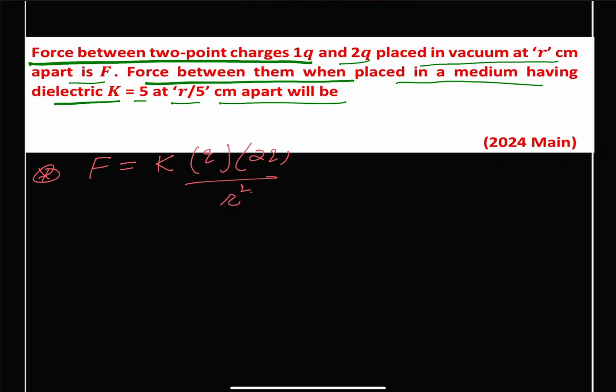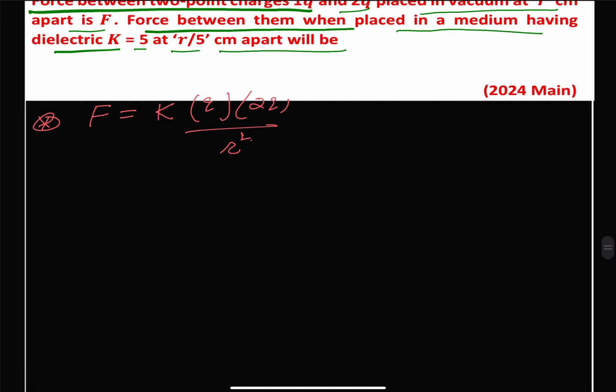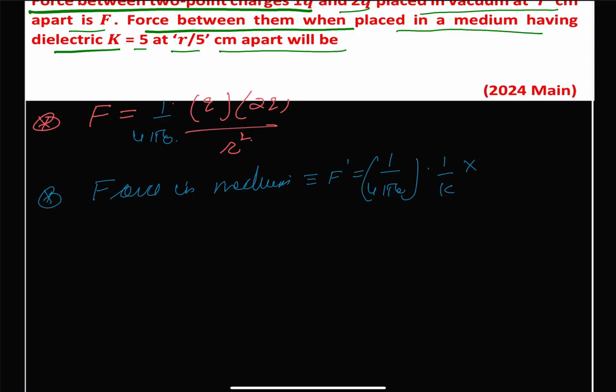And in medium, so you can say force in medium, let us suppose that is F prime. We get this as K, sorry, let me not write it K, let me put the 1 upon 4 pi epsilon naught, because K is a dielectric. So this comes as 1 upon 4 pi epsilon naught multiplied by 1 by K, and charge becomes Q multiplied by 2Q. Distance is given now as R by 5 and its whole square.